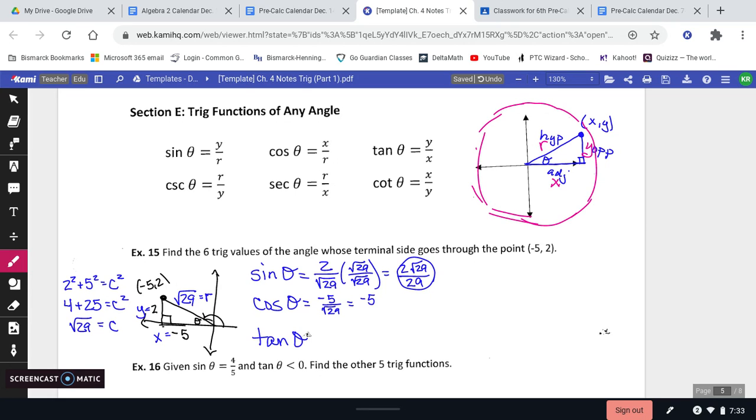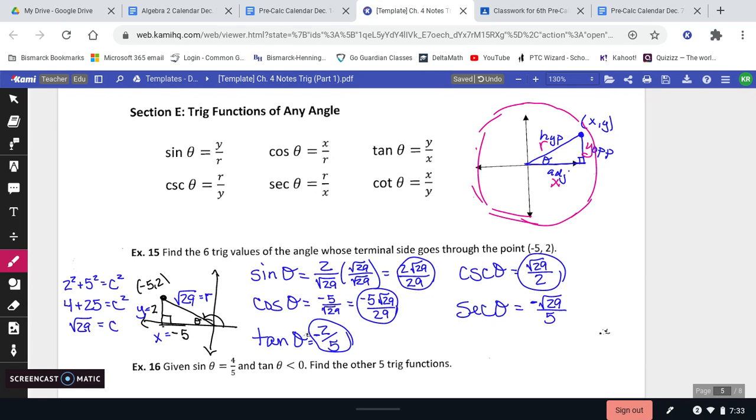Once you rationalize, -5 root 29 over 29. Tangent, opposite over adjacent, is 2/5, and that's going to be negative. Your other 3 trig functions: your cosecant is the reciprocal of your sine. I'm going to go back to that original statement. When I do the reciprocal, my square root is on top. Secant, same thing. It's going to be root 29 over 5.